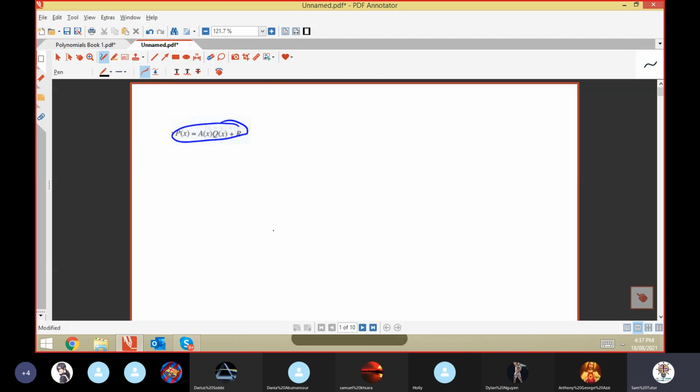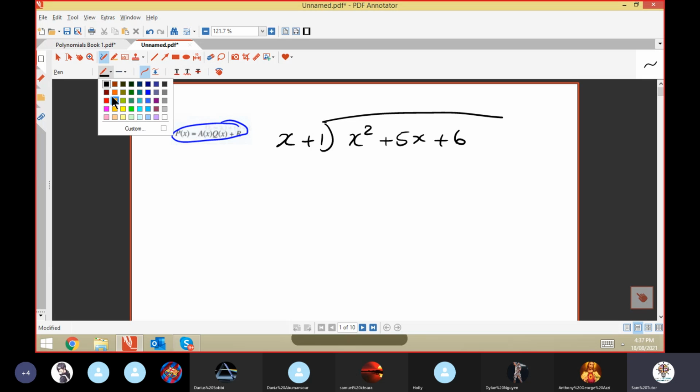First thing that we want to talk about is how do we write our polynomials? So what we learned last week is how to use polynomial division to divide, right? So here's a basic question. We have x squared plus 5x plus 6, and we want to divide it by x plus 1. All right. Looks like we all successfully know how to do this now, which is good.